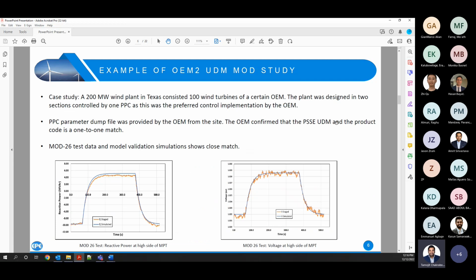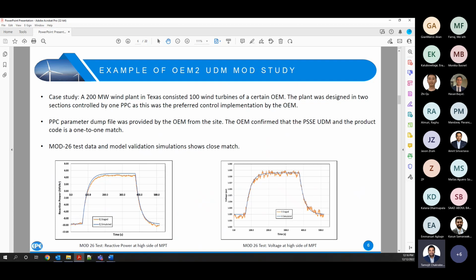Sometimes, for example, I wanted to show you another project where we had a 200 megawatt wind plant in Texas that consisted of wind turbines from a particular OEM. Sometimes, as consultants, we work with the OEMs directly to validate the response. There is a lot of back and forth between developers, ISOs, and the other stakeholders involved to make sure, and this is very important, that what is there in the field is actually present in the simulations. Otherwise, the simulations are useless. It has to represent the physics of the equipment that is there at the site.